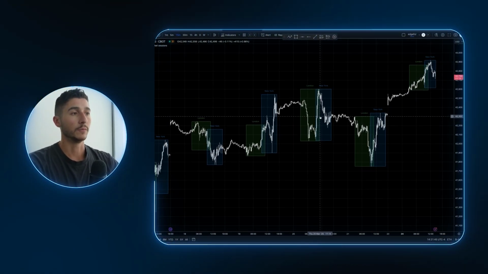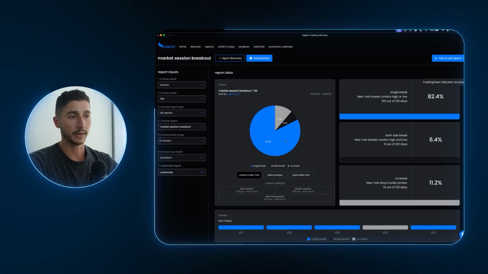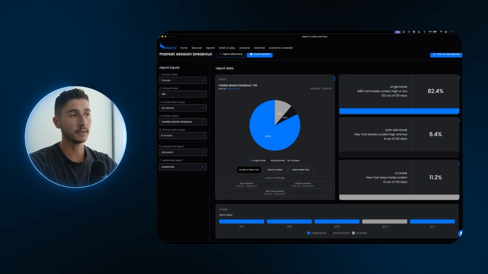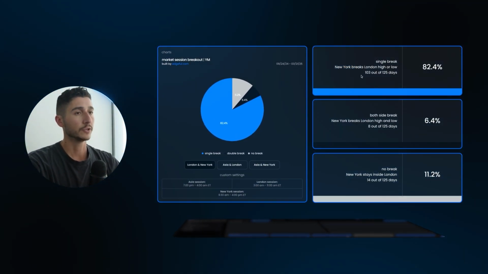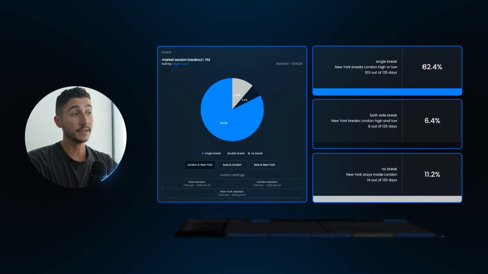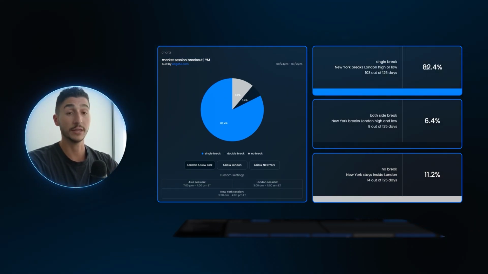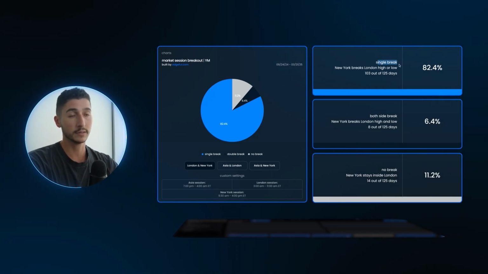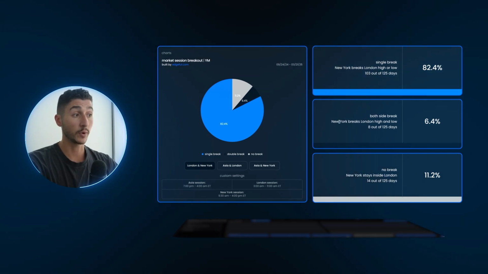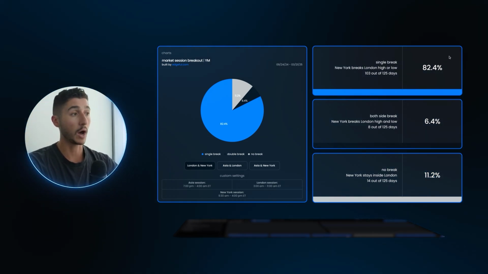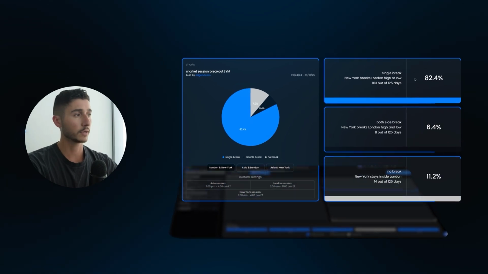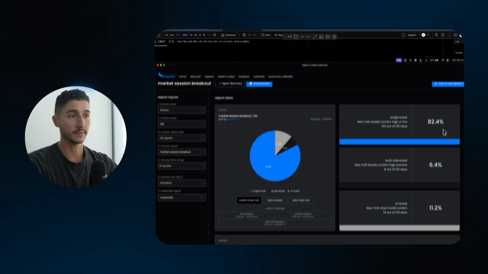Okay, so what is this report looking at? It's measuring how often the New York session breaks out of the London session range. So you can see in the last 6 months, 82% of the time, price in the New York session will only break out of one side of the London range. 6.4% of the time, it will break out of both sides, which would be a double break. And then 11% of the time, it will not break out of either side. So obviously, when you're comparing London and New York, you want to expect one side to break here.